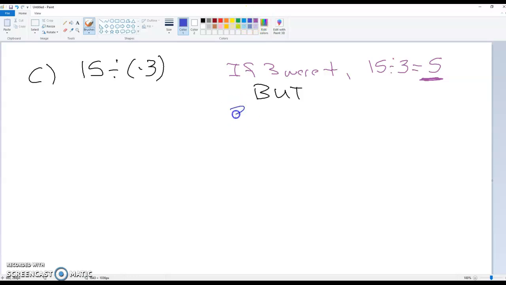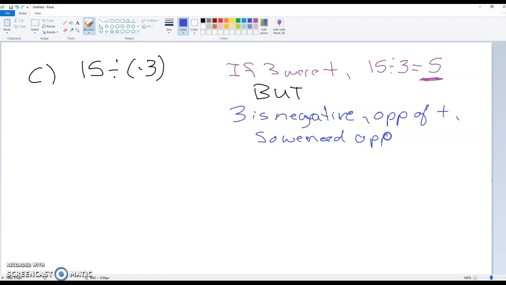But 3 is negative, which is the opposite of positive. So we need the opposite of positive 5, which is negative 5. And that accounts for this negative right here. So now we are ending up with, instead of a positive 5, we have a negative 5 as a solution.